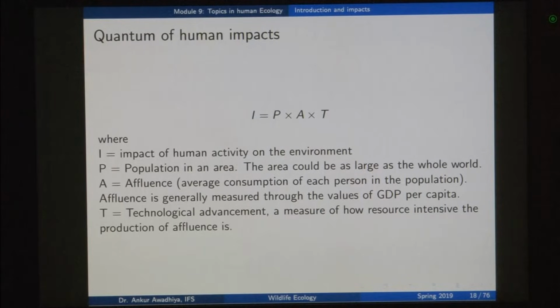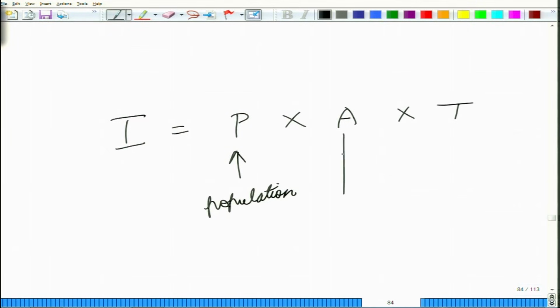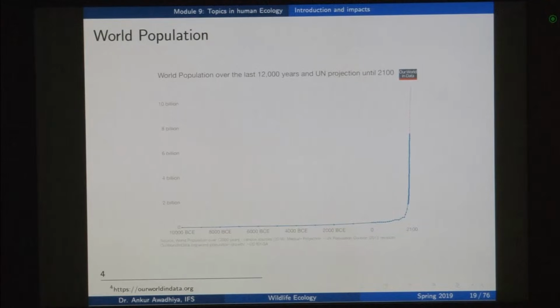So, this is the formula that we need to remember, which is I, or the impact, is equal to P into A into T, where P is the population, the number of people, A is the affluence, and T is the technology. Now, we will look at all these three one by one. So, let us begin with the population.